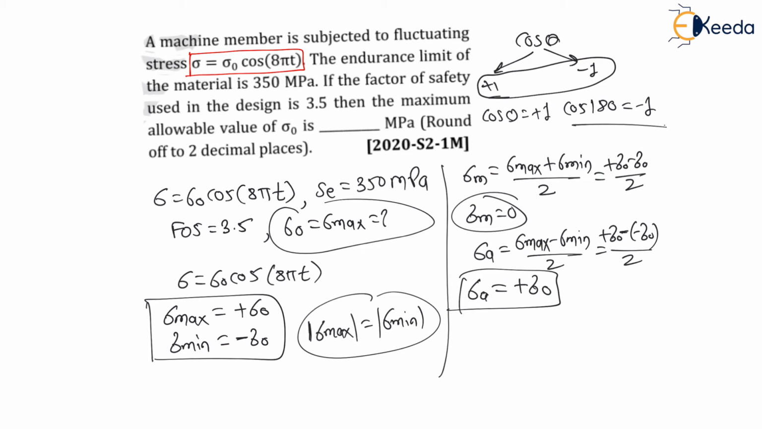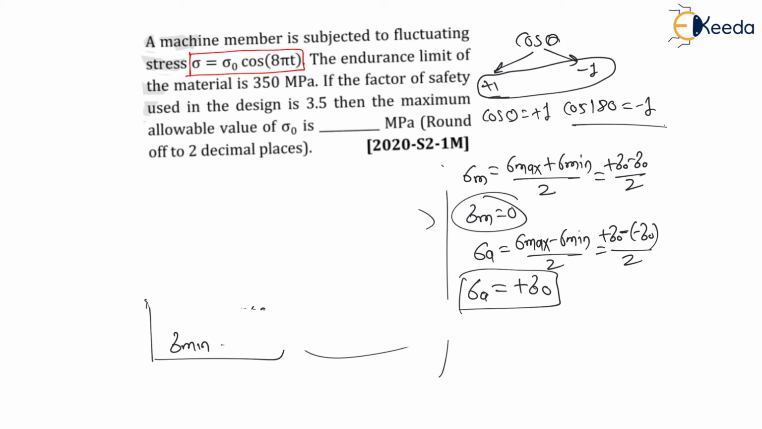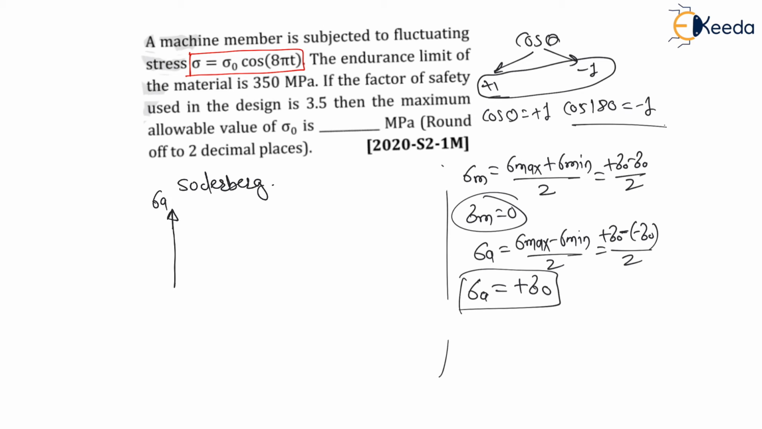So use any criteria. Let us say I am using Soderberg criteria. You can use modified Goodman or Goodman also. If I use Soderberg criteria, if I draw stress amplitude on the y-axis and mean stress on the x-axis, for Soderberg criteria there will be the endurance strength on the y-axis and the yield strength SYT on the x-axis. And if I join the line between SE on the y-axis and SYT on the x-axis, the line is called the Soderberg line. And each and every point falling under this line is in the safe zone.